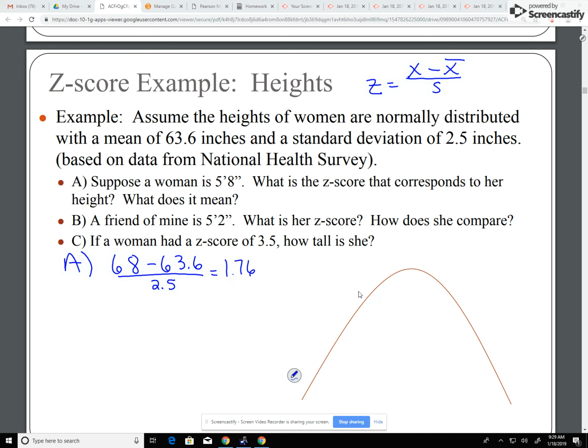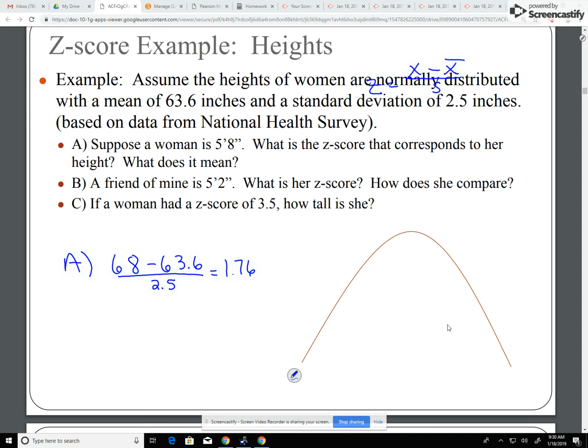I'm going to scooch this down a little bit. I just made a bell curve here. When you're doing z-scores, the mean has a z-score of 0, because the mean minus the mean is 0. This person at 5'8" has a z-score of 1.76. What that's telling you is that this female is 1.76 standard deviations greater than the mean.